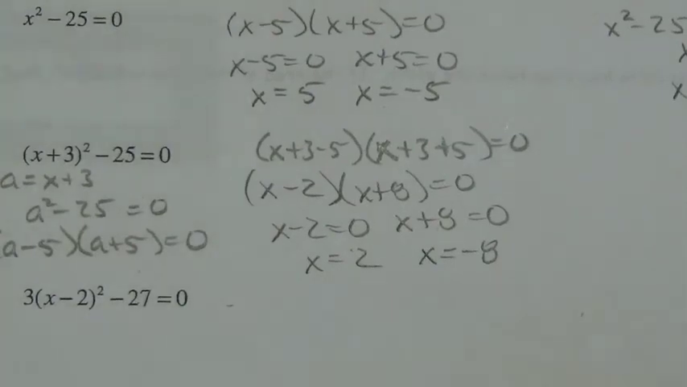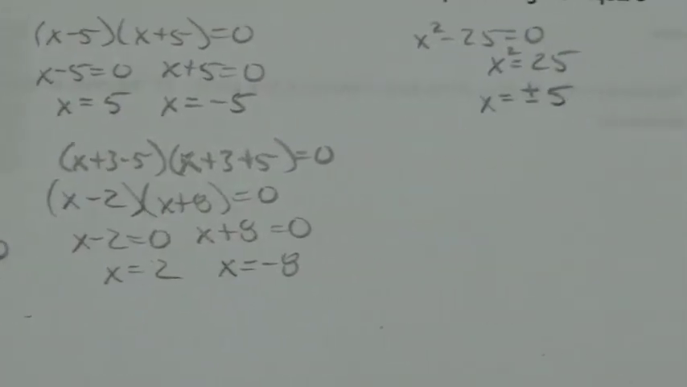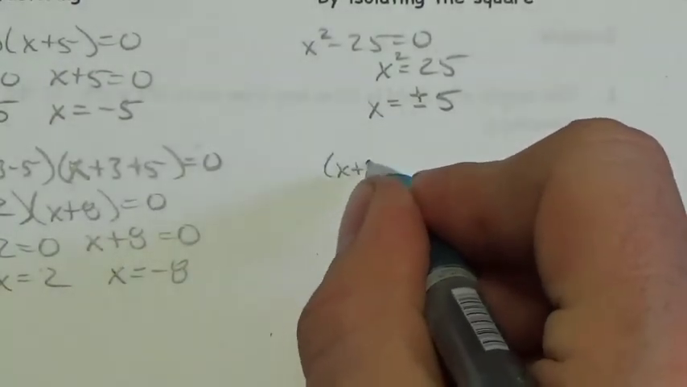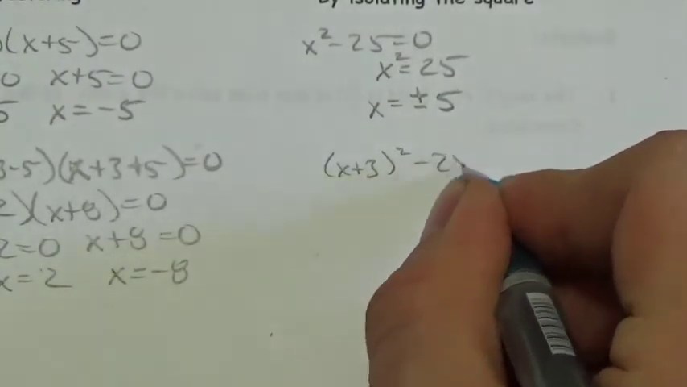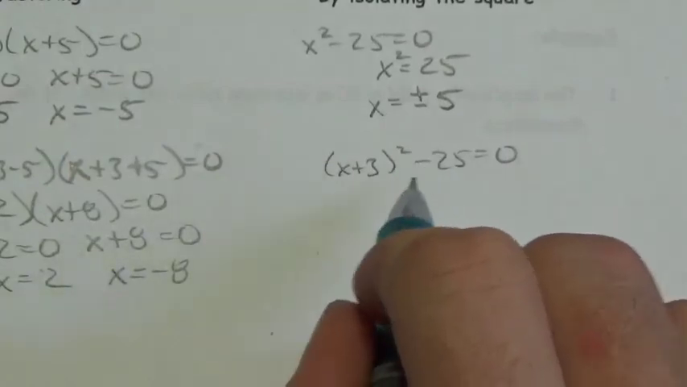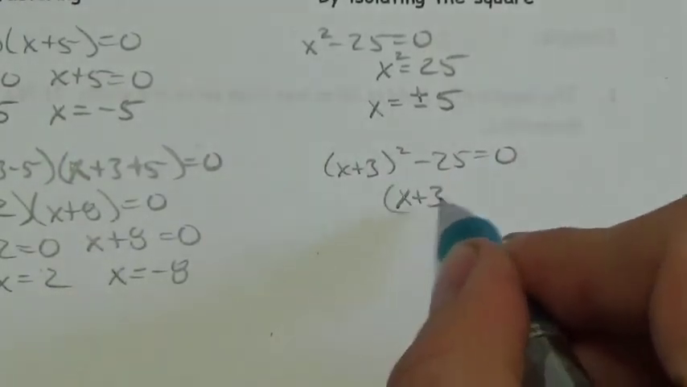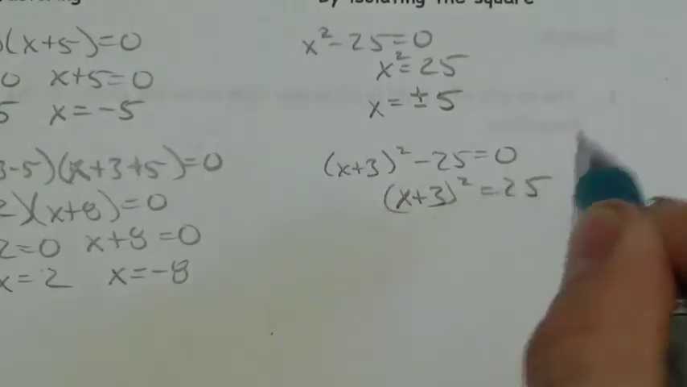Now, the other way that we could handle a problem like this, and I'm going to rewrite the question here. The original question said x plus 3 squared minus 25 is equal to 0. The first thing I could do is isolate the square. So make that x plus 3 squared is equal to 25.